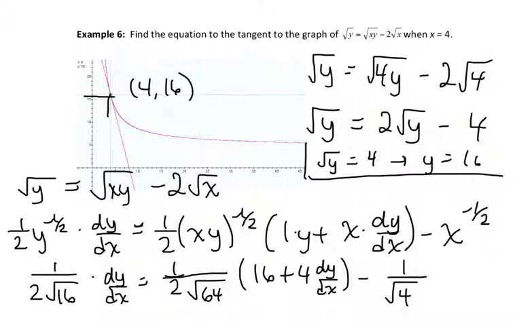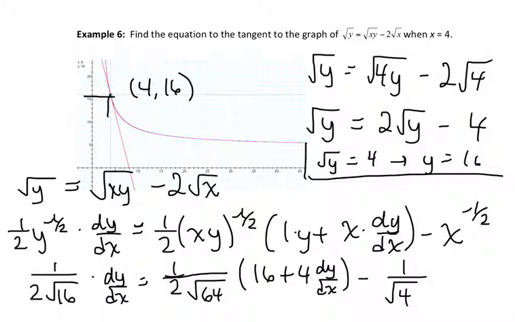We can simplify all that to solve for our slope. So we're going to end up with 1/8 dy/dx equals 1/16, and then times 16, that's nice, that'll be 1 plus 1/4 dy/dx minus 1/2.